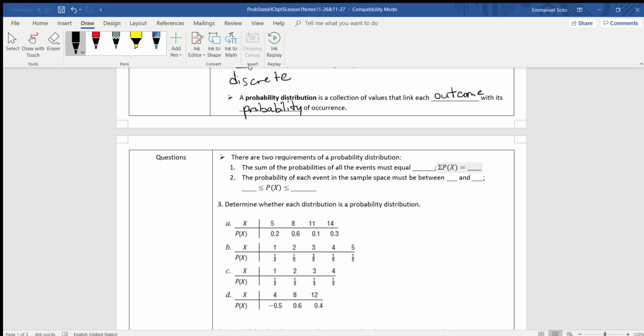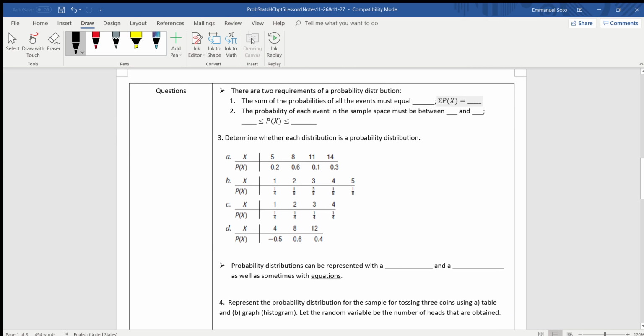So for example, in a die roll, your outcomes are 1 through 6, and that's a collection of values, and with each outcome or number on the die, there is a certain probability of occurrence, and that's known as a probability distribution. Now there are 2 requirements for this to happen. In order to have a valid probability distribution, you have to have 2 things happening. All right, so the probabilities have to add up to 1 always for all events or all outcomes.